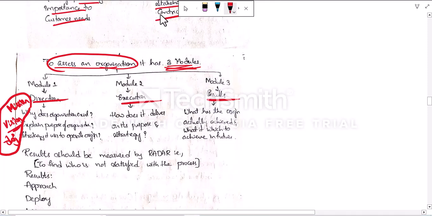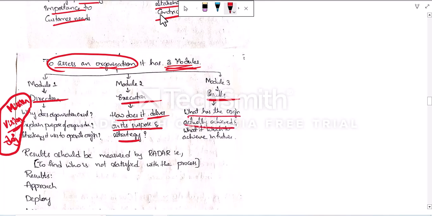And in the second stage, we should check how it is achieving its target, in what way, because I have told many times achieving the target is not the only criteria, how we achieved it also matters. So we should check how it delivers its purpose and strategy. Okay, how it is executing its strategies, we should check. And results, results obviously will speak what you have done. So we should check what it has achieved and what it wants to achieve in future.